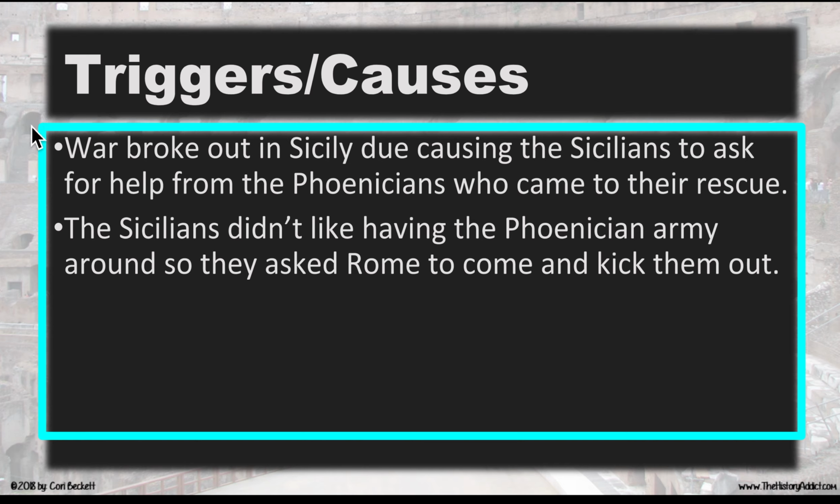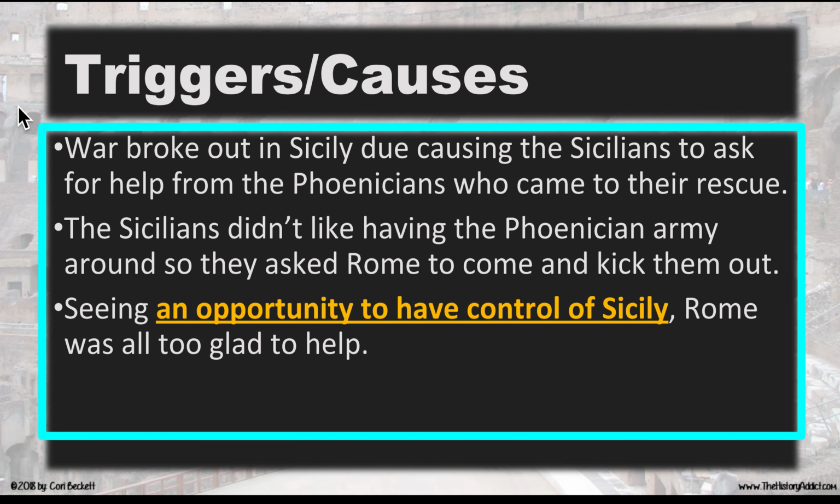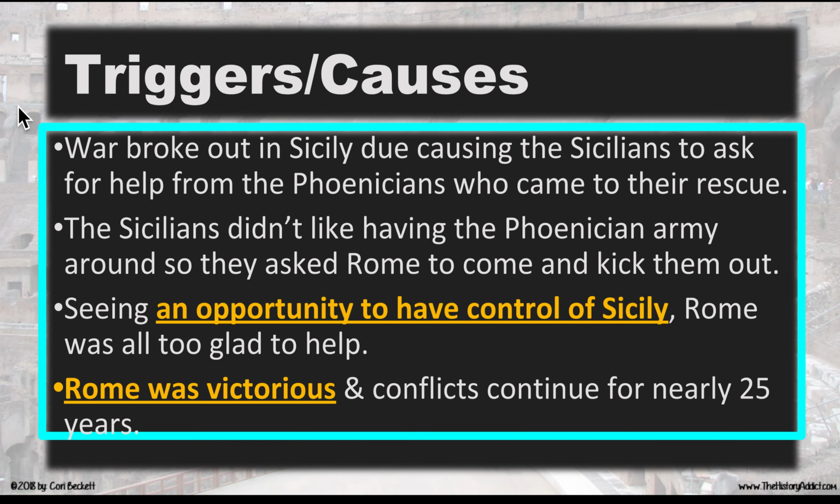So this is like some Twilight type drama going on. They asked for help from one person and then they decided they didn't want that person's help anymore. So they went to another person and asked them to kick out the person that they originally asked for help from. Now, Rome already wanted to get in on the action for the Mediterranean. So Rome was like, yeah, boy, and went in and started a fight with the Carthaginians. Ended up, Rome was victorious and the conflict started or continued for another 25 years. So Rome really took advantage of this situation, even though the Carthaginians were just trying to help to begin with. So they kind of got double crossed there.